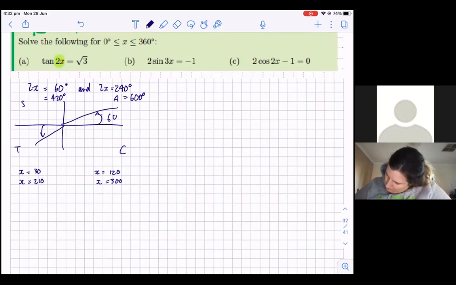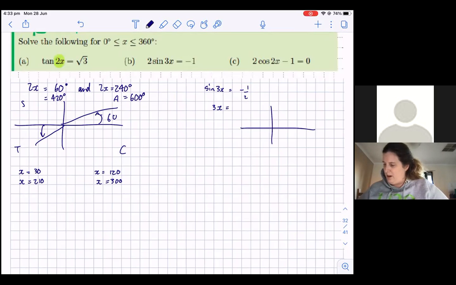Okay, this time we've got sine 3x equals -1/2. So we know 3x is, sine 1/2 is 30, -1/2 are going to be down here.